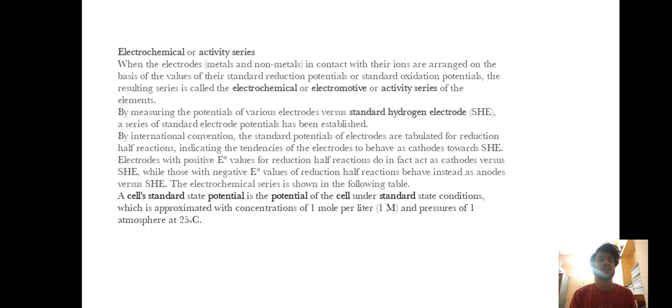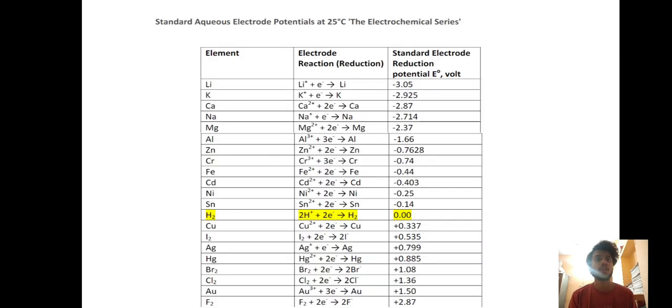A cell's standard state potential is the potential of the cell under standard state conditions, which is approximately with concentrations of 1 mole per 1 liter and pressure of 1 atmosphere at 25 degrees Celsius. Standard aqueous electrode potentials at 25 degrees.